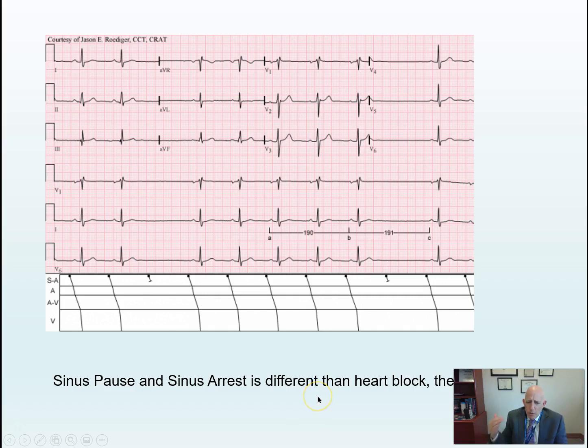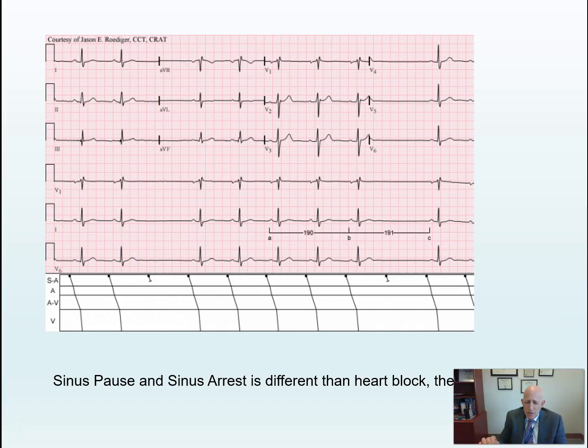But heart block is when a sinus beat or an atrial beat gets to the AV node, but it doesn't conduct through. And then either the AV node or usually the ventricle itself fires on its own. So you have a disconnection between P waves and R waves. They're not one-to-one. The P waves are just marching through. That's heart block. We'll talk about that in the future.